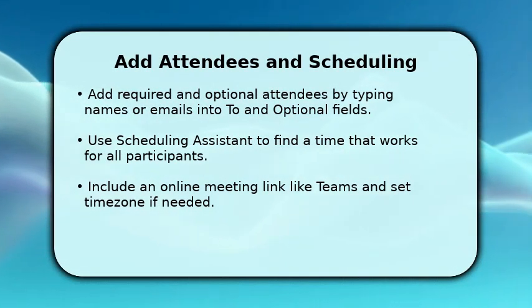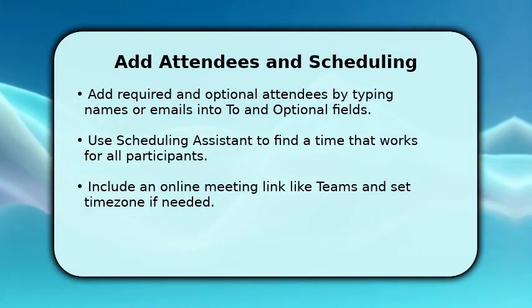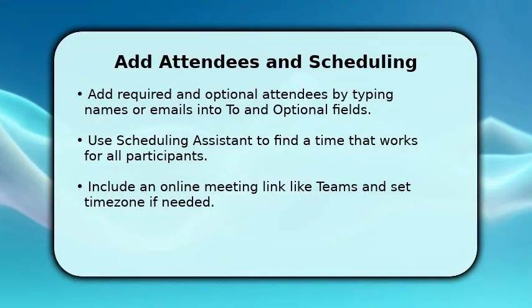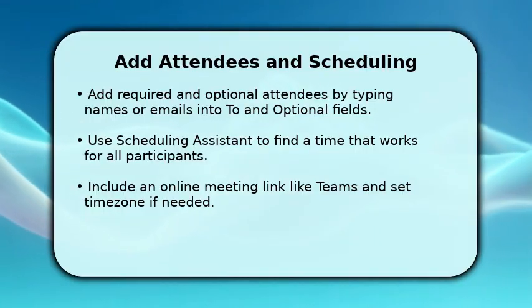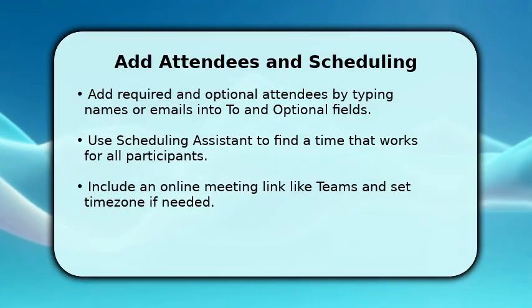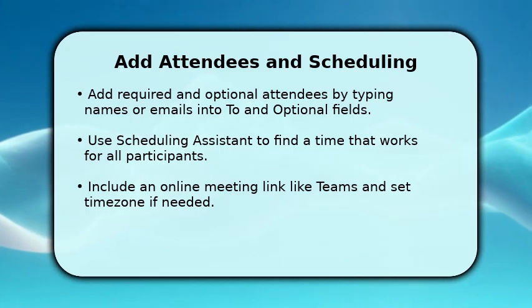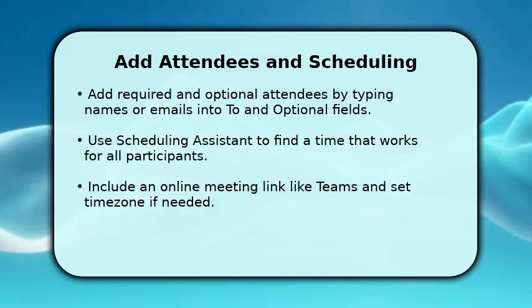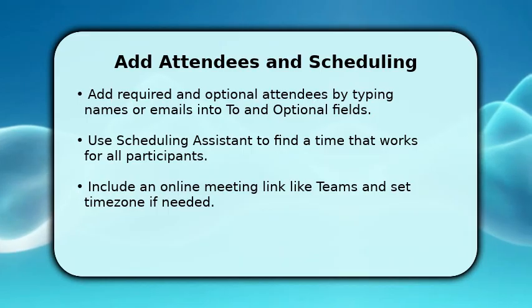Use the scheduling assistant to compare calendars and pick a slot that works for everyone. Mark attendees as required or optional to clarify expectations. If the meeting is remote, click Teams Meeting or add an online link in the location field. Verify the meeting time zone if attendees are in different zones to avoid confusion.